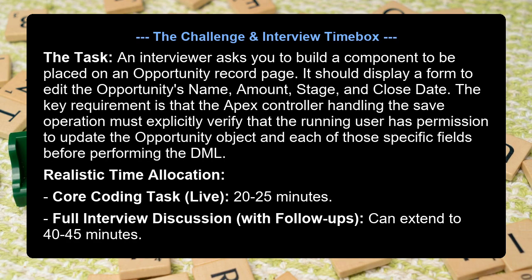The task: an interviewer asks you to build a component to be placed on an opportunity record page. It should display a form to edit the opportunity's name, amount, stage, and close date. The key requirement is that the Apex controller handling the save operation must explicitly verify that the running user has permission to update the opportunity object and each of those specific fields before performing the DML.